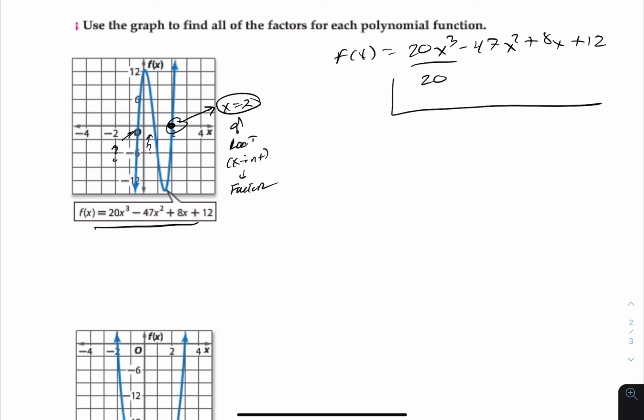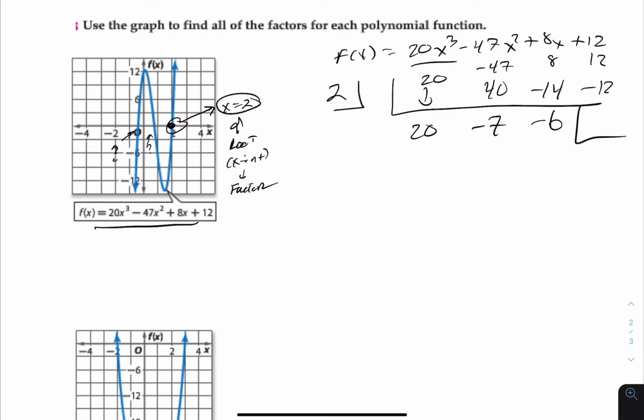So do synthetic division. The first one down. Again, we're using 2. It's not an equation, it's just 2, so we're just going to use it. So 20. Multiply, you get 40. Add down, I get negative 7. Multiply across, negative 14. Add down, negative 6. Multiply across, I get negative 12. And I get 0. It does work.